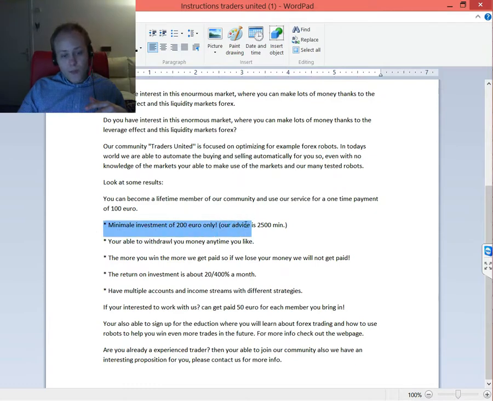Alright, so the minimum investment is 200 euros only. Yeah, my advice is 2500. I know a lot of people don't have that kind of money, but for the people that have and can afford it, this would be my minimum for you to be able to make a good amount of money.